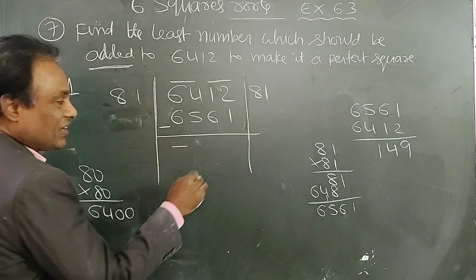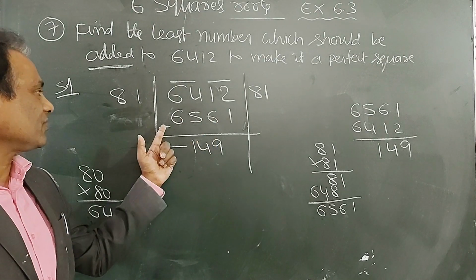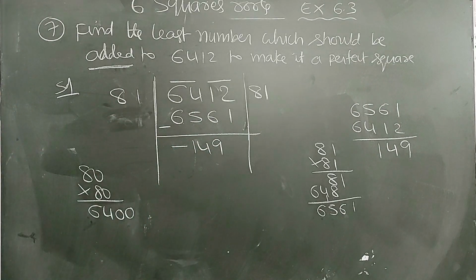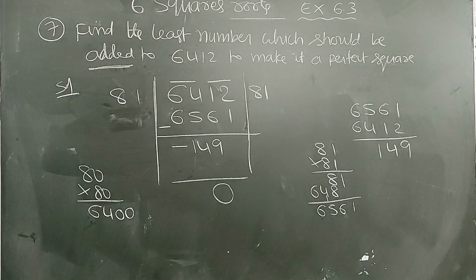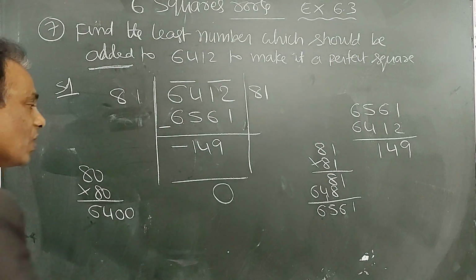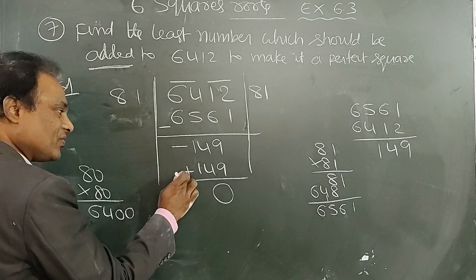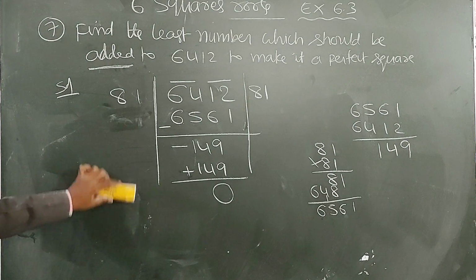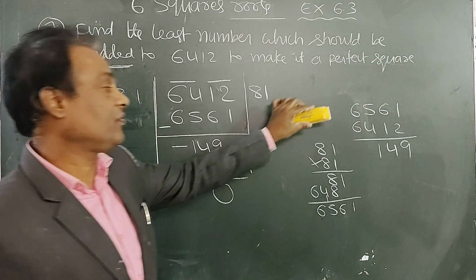This number is greater, no? Minus 149 you will get, because the greater number's sign is minus and the smaller number's sign is plus. So subtract and keep the greater number's sign. Minus 149. So for a perfect square the remainder should be 0, no? How to make the remainder 0? If you add 149, minus 149 plus 149 becomes 0. Then the remainder will become 0, so that it will be a perfect square.